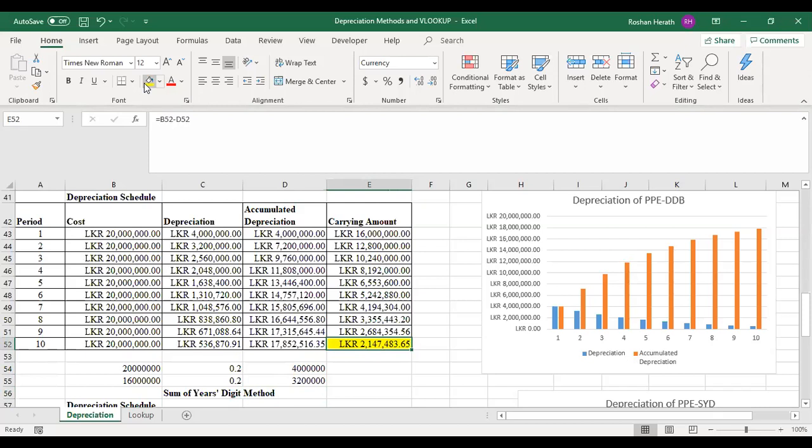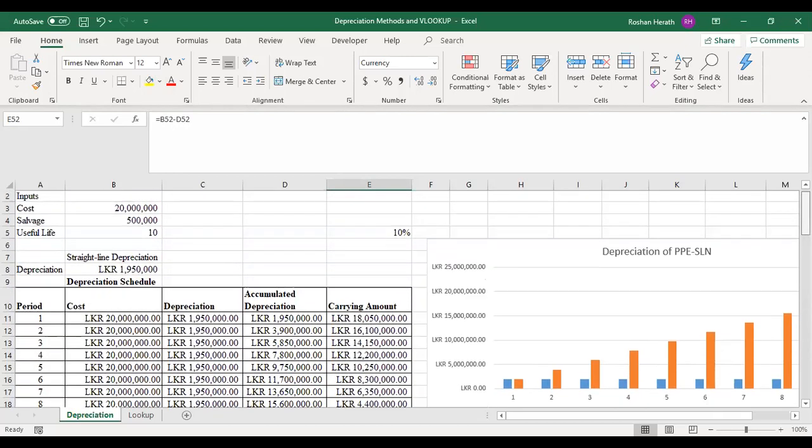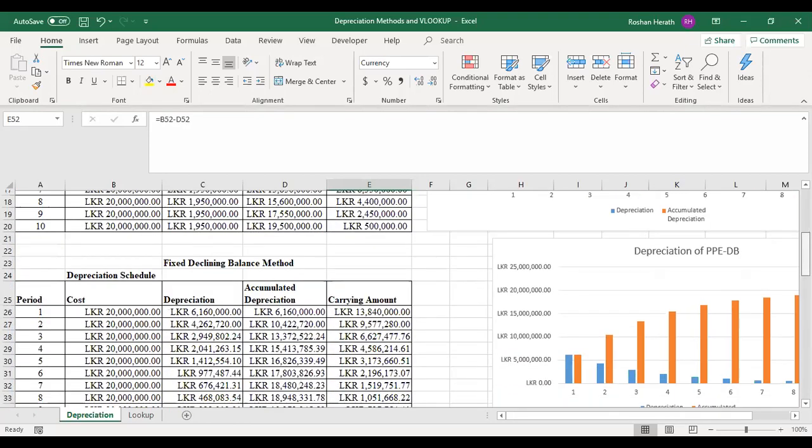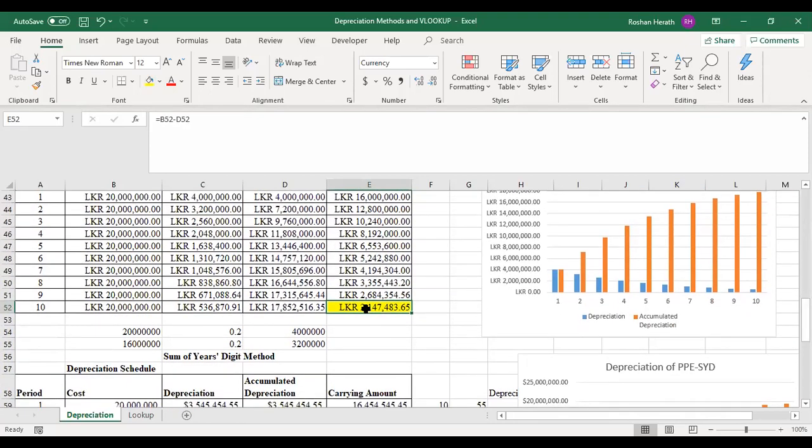What went wrong? You would have even experienced that while you're working out, that at the end of the 10th year, the carrying amount is not equal to the salvage value. It is supposed to be 500,000, but here we have ended up getting 2.147 million. So, I think there's a mistake in taking these two values.